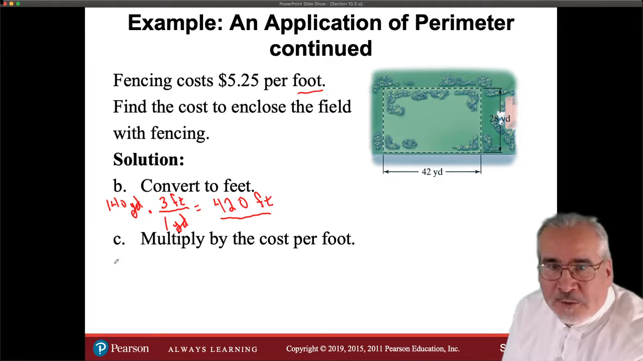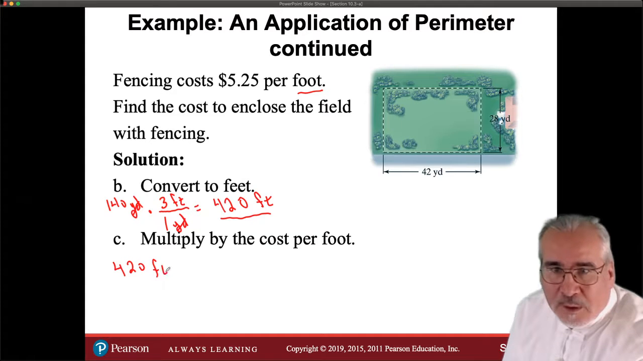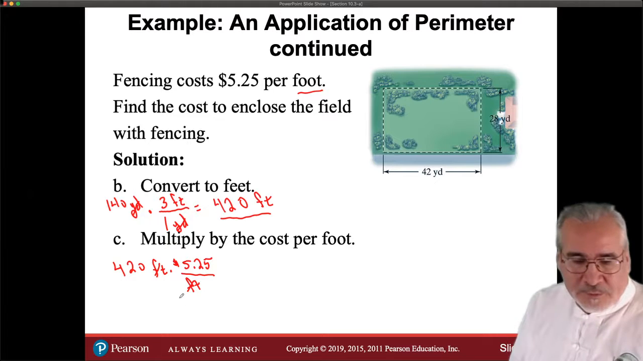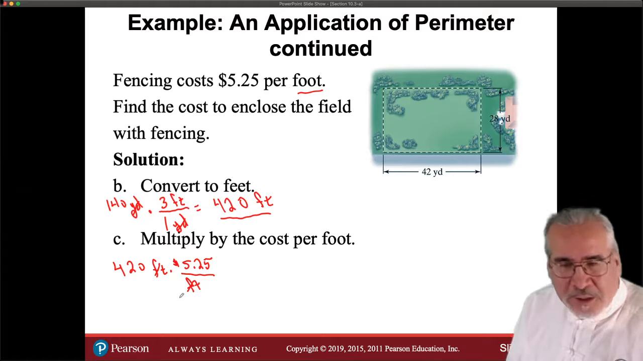And then we just need to take our 420 feet and multiply that times $5.25 per foot. So notice how the feet will cancel. Just kind of keep track of your units. 420 times 525. I forgot my calculator, but the good news is we'll let them calculate for us.